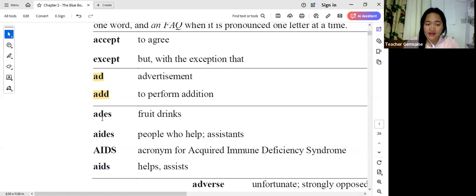So, okay, everybody, AIDS, AIDS, AIDS, AIDS. Same way of reading, but different meaning, different origin. That one is add. This one is also add. Oh, teacher, same way of reading. Yes, but what's the difference? They have different meaning, different origin. Okay, please take note of that one. Okay, kids?